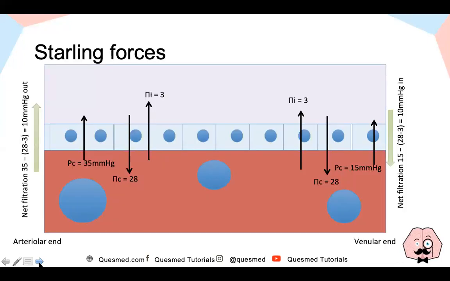When we think about capillaries and we think about diffusion of water through the capillary, we think about something called Starling's forces, which I've tried to illustrate here. So this red section here is inside our capillary, that's blood. And this purple section here, that's outside of our capillary, so that's our interstitial fluid.